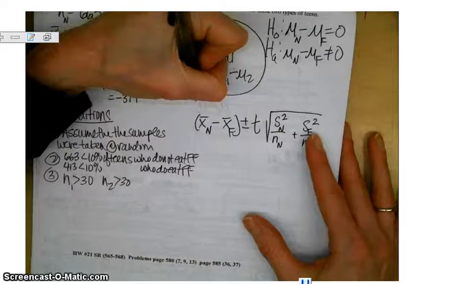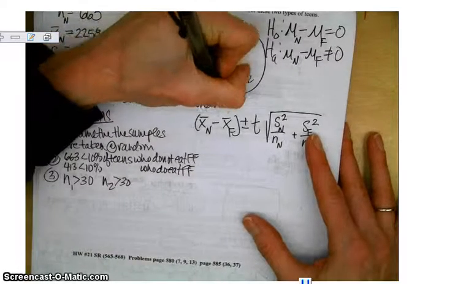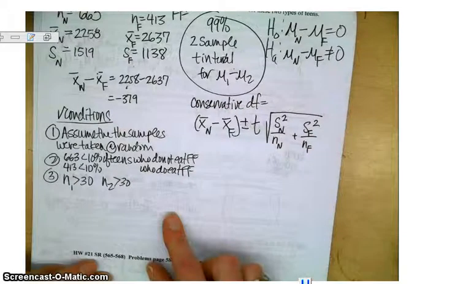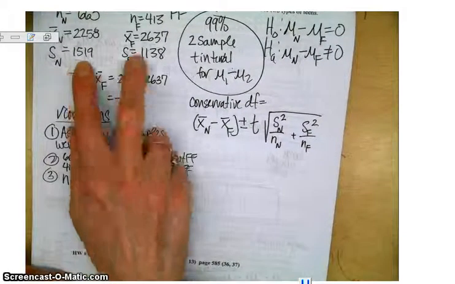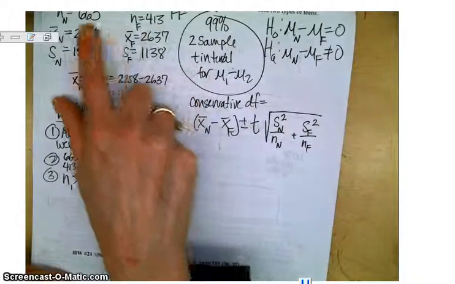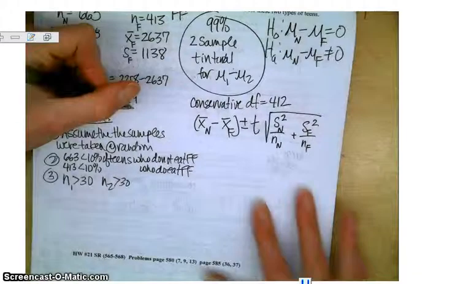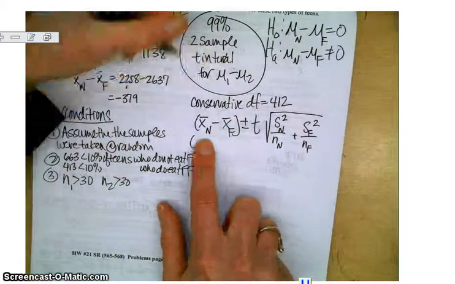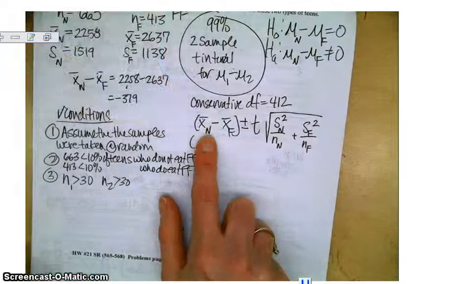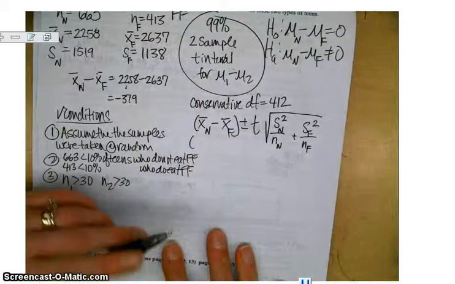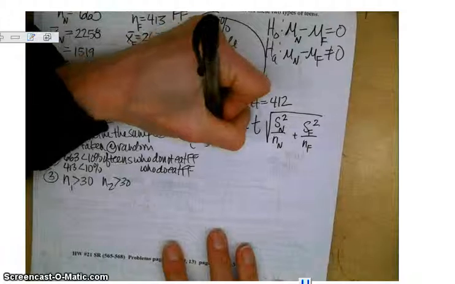So the conservative degrees of freedom, what's the conservative degrees of freedom? The smaller of n1 minus 1 or n2 minus 1, 412. So degrees of freedom is going to be 412. So I'm going to have, let's see, don't I already know this difference? Didn't I already calculate that difference? What is it? Okay, negative 379.